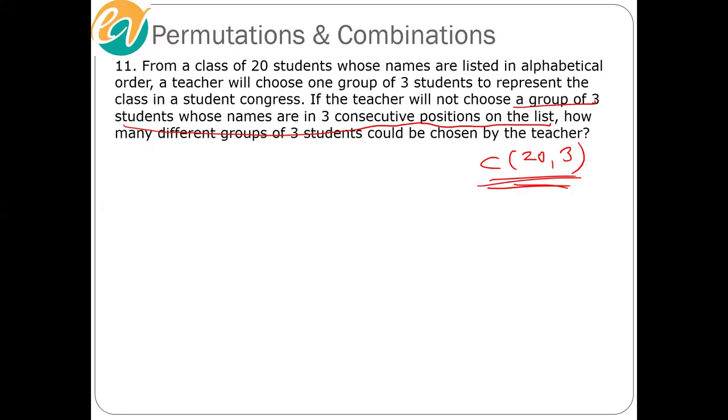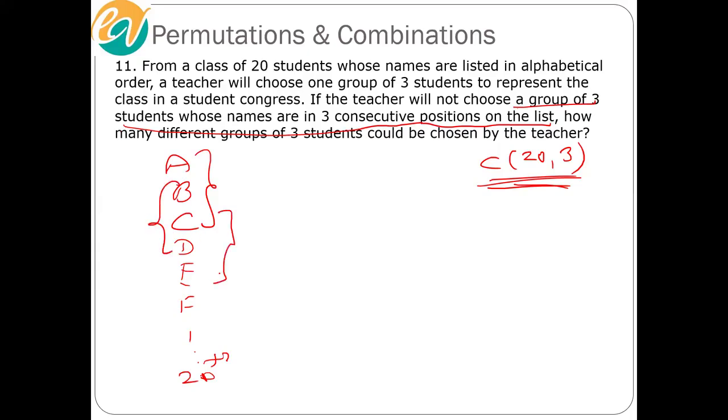Now it's really simple, guys. Let's say A is the first student, B is the second student, C is the third student, D, E, F, and so on, till the 20th student. Now, what does it mean when we say 3 consecutive positions? Can you tell me, in simple words? ABC is one group that cannot be included. BCD is another group that cannot be included. CDE is another, and so on, till when? What will be the last group?